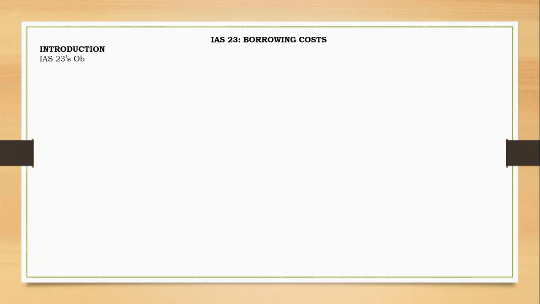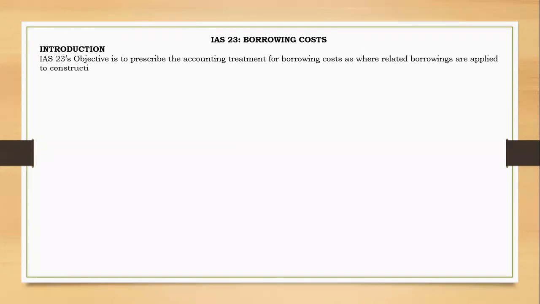So, IAS 23's objective is to prescribe the accounting treatment for borrowing costs, where related borrowings are applied to construction. Let's say you're constructing a certain asset, which we usually call a self-constructed asset. Maybe it takes a substantial period of time to construct. If you borrowed somewhere, you have to capitalize some of those costs. This is the aim: to know at what point we should capitalize the cost and at what point we should proceed with expensing them as usual, all right?